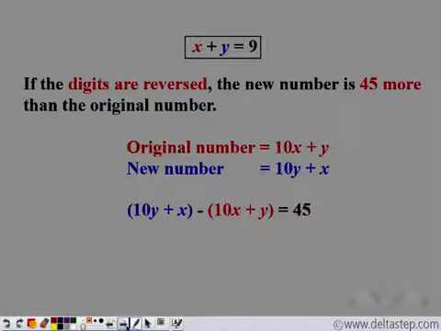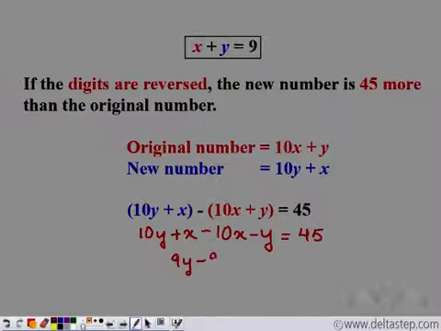Now we can simplify this. 10y + x - 10x - y = 45. 10y minus y gives you 9y. x minus 10x gives minus 9x. That is equal to 45. Now in 9y - 9x, we can take 9 common. So 9 into (y - x) is equal to 45.